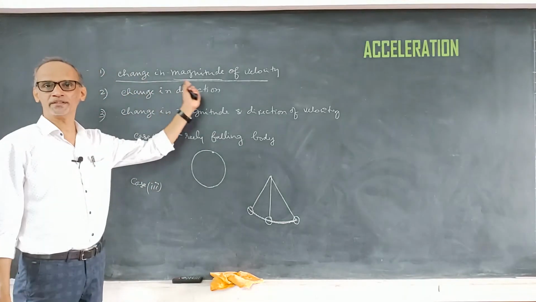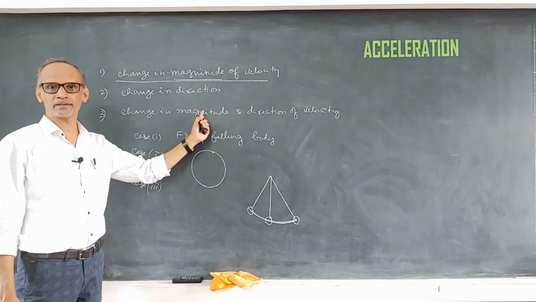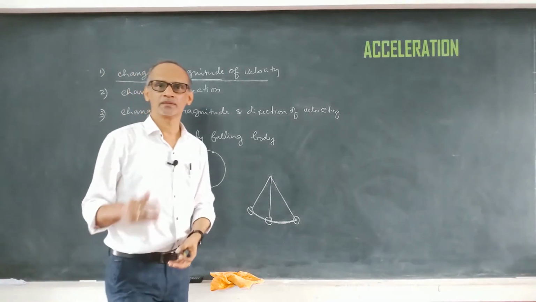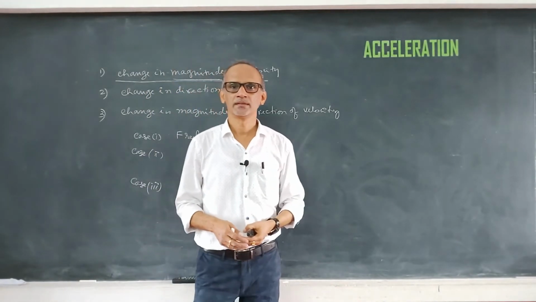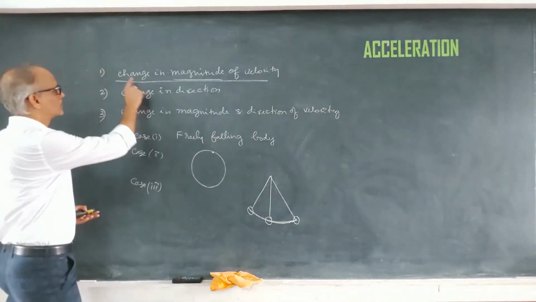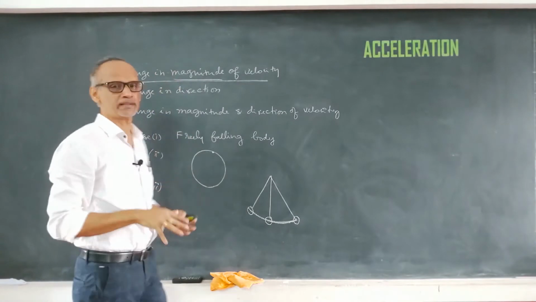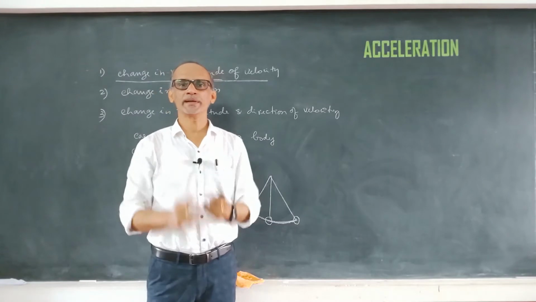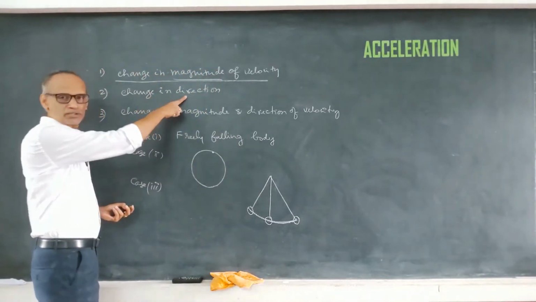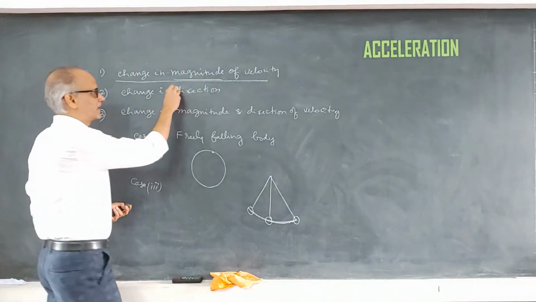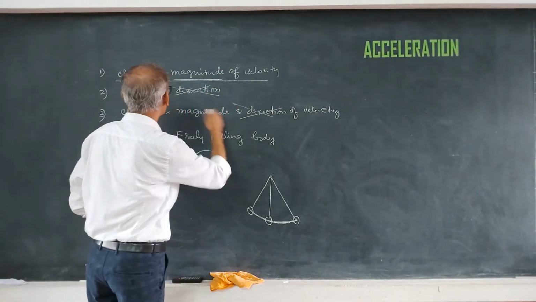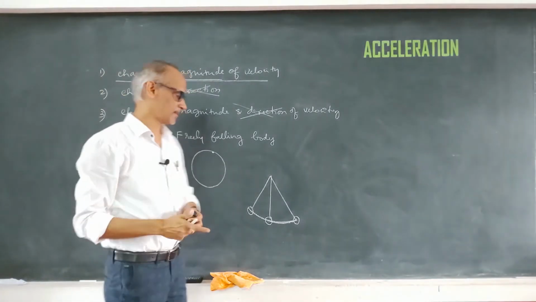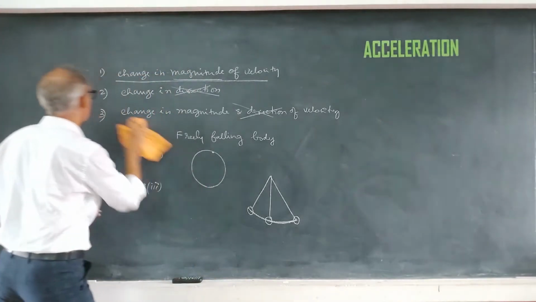Whenever there is a change in magnitude, whenever there is a change in direction, and whenever there is a change in magnitude as well as direction. But we are learning about the change in magnitude only in this particular chapter, because this chapter is related to motion of a body along a straight line where the direction is fixed. Since the direction is fixed here, we are going to study the other cases later in some other chapter. So, let us stick to the first case only.